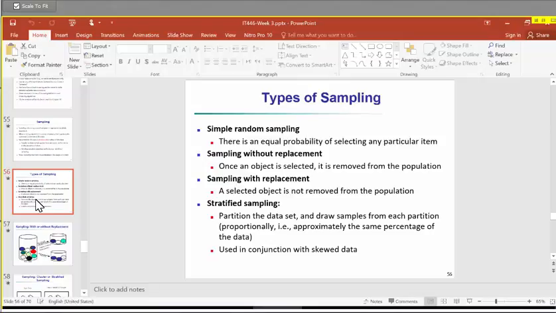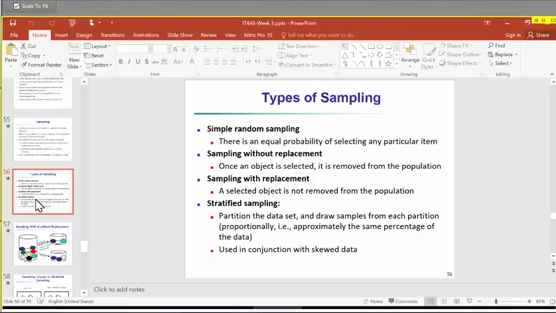So there are some types of sampling, for example simple random sampling, sampling without replacement, sampling with replacement, and stratified sampling. Simple random sampling is that we randomly choose the points or the samples from the data. Sampling without replacement means that we choose one sample from the data and we do not replace it with anything. For example, if the data size is 100 and we take out one sample, the remaining data size will be 99. Then we take another sample, the remaining data size will be 98, and so on.